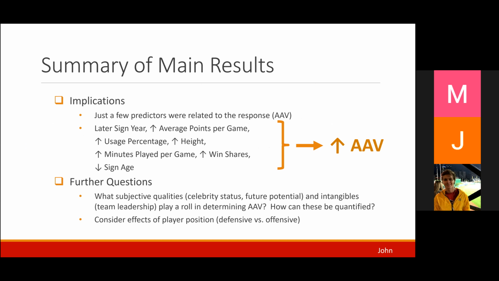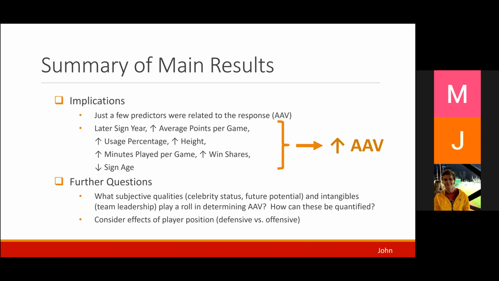We discovered that it's very difficult to build a model that narrowly predicts AAV, our response variable. The wide prediction intervals we got in our models would not be very beneficial to general managers. We did, however, find a few predictors that related to our response. For example, the lower the sign age, the higher the AAV, and the taller a player, the higher the AAV.